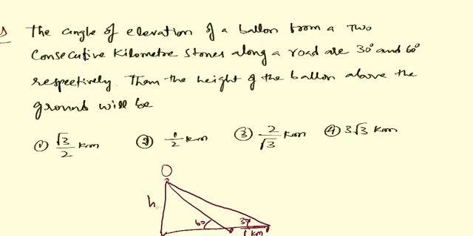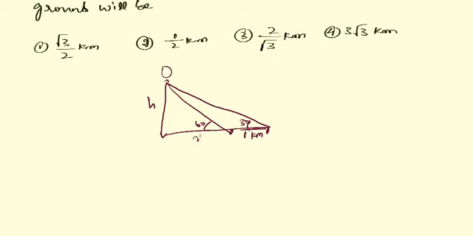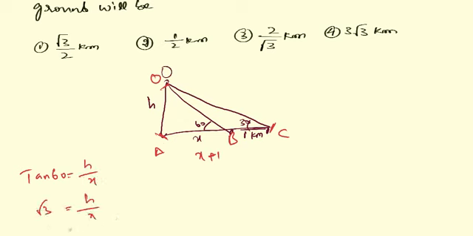Now you need to find the value of the height of the balloon. So let us say this is x, so that the entire value from here to here will become x plus 1. Okay, so this is the balloon, so I'll take this as O, this is A, this is B, this is C. Now first I'll consider triangle OAB. From this I can write tan 60 is nothing but h by x. What is tan 60? That is root 3, so root 3 is h by x. So from this I can write x is equal to h by root 3.